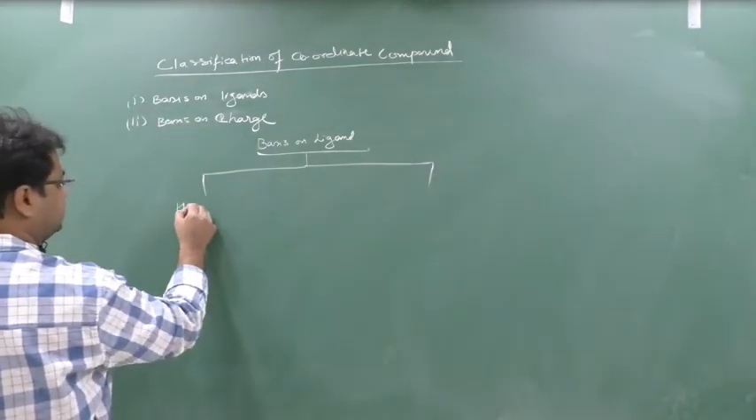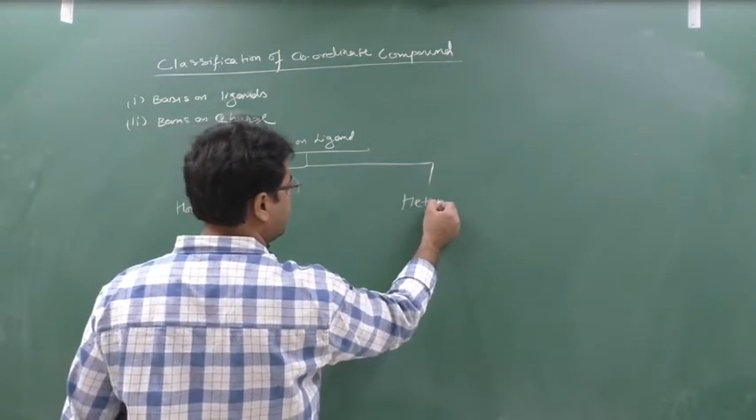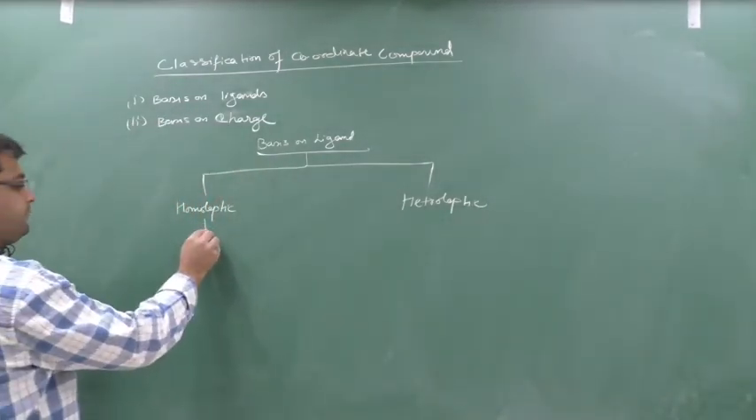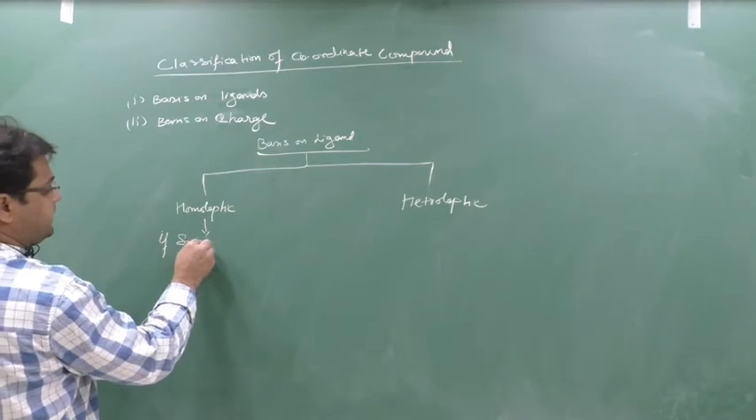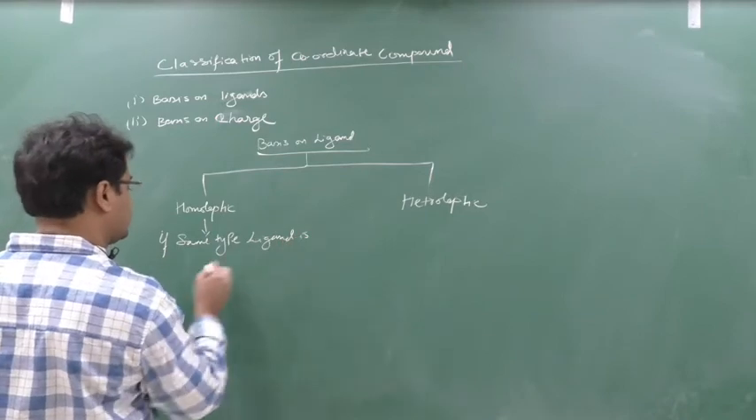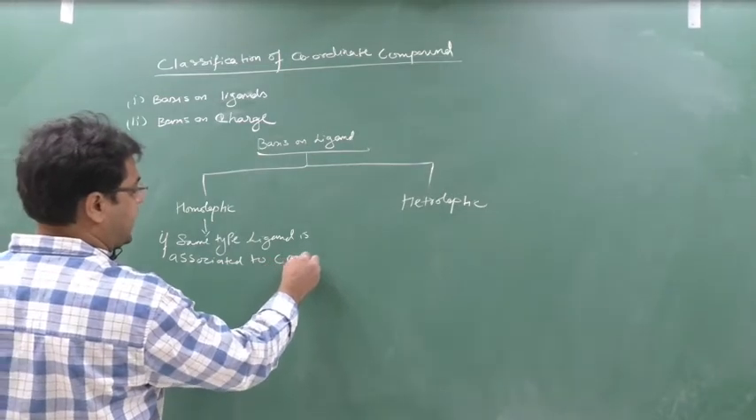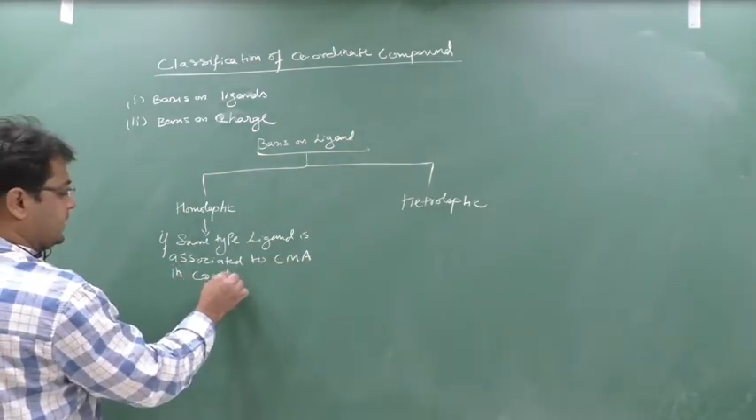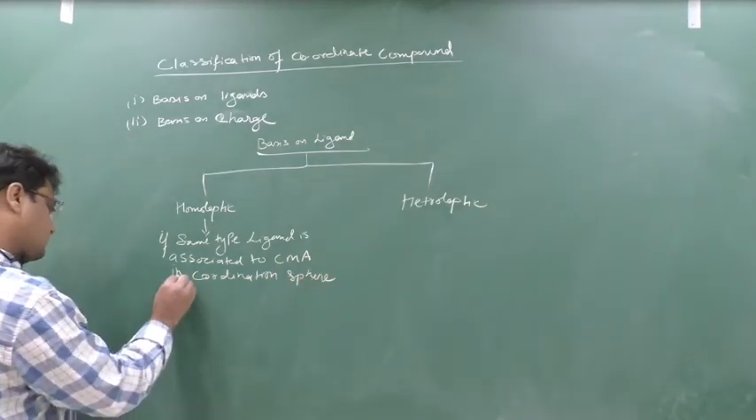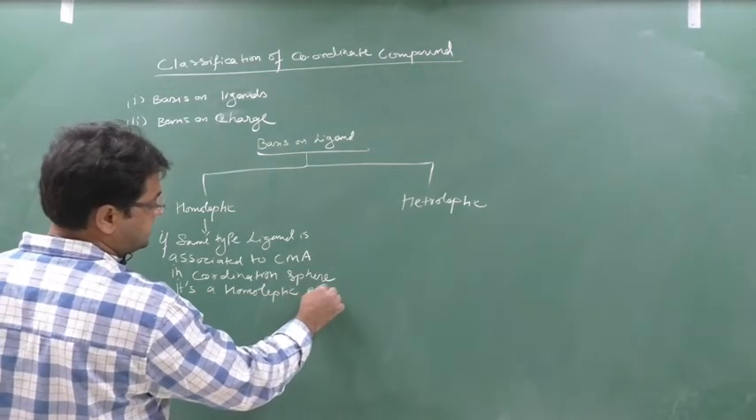One is homoleptic, another is heteroleptic. It's easy, so don't worry about it. See beta, what do you mean by homoleptic? Simple. If the same type of ligand is associated to the central metal atom in the coordination sphere, it's a homoleptic complex.